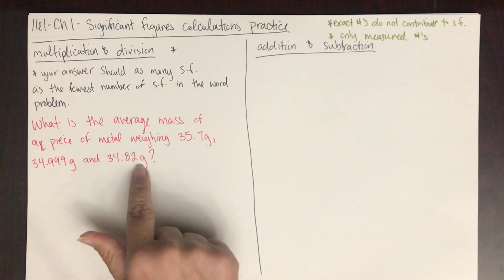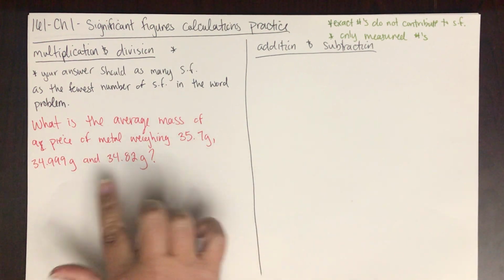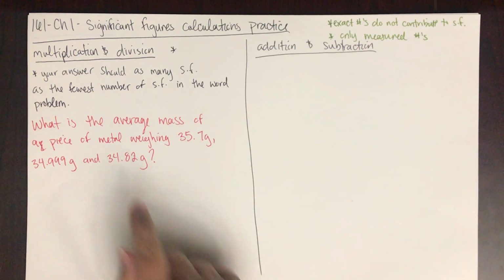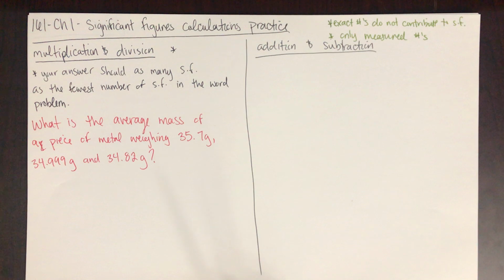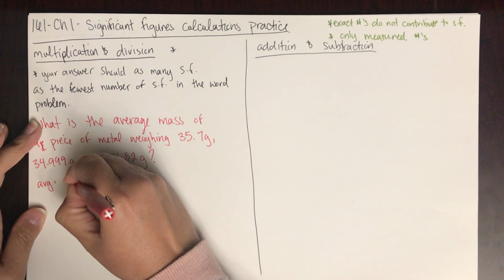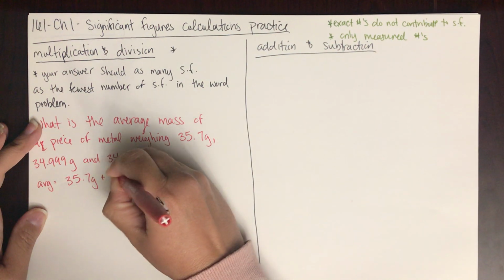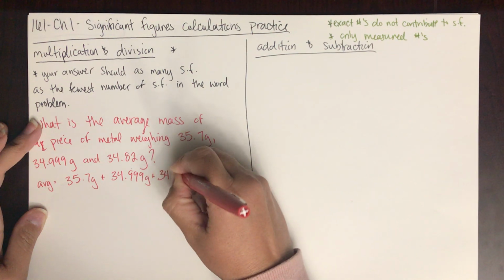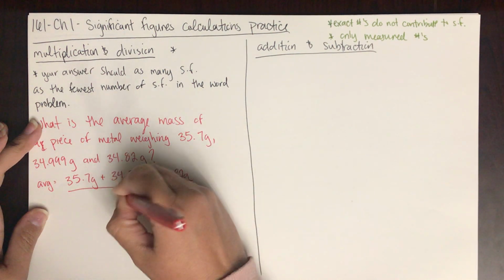And these scales all have various levels of precision. Like this one goes 1 decimal place, this one goes 3 decimal places, this one goes 2 decimal places. So you want to know what's the average mass of this piece of metal. So the way you take an average is you add up the number of samples you have and you divide by that number. So to get the average, I'm going to say 35.7 grams plus 34.999 grams plus 34.82 grams, and I'm going to divide by 3.